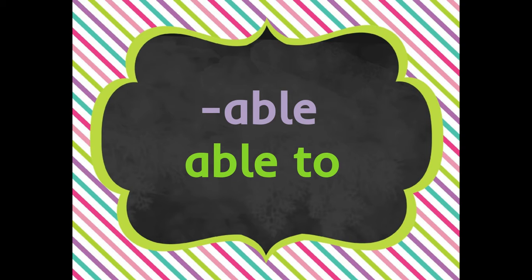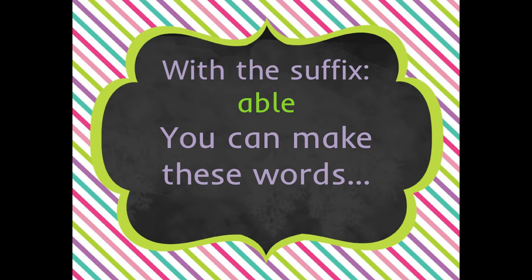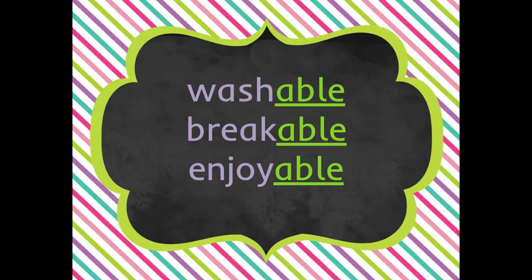So the first suffix we're going to look at is able. The meaning of able is able to. With the suffix able, you can make these words: washable, breakable, enjoyable. As you see, the suffixes are going to be highlighted in green so that you can see where they have been attached to the base word. So we're going to look at the last word, enjoyable. The base word is enjoy. We've connected our suffix able and we've created enjoyable, meaning able to enjoy.